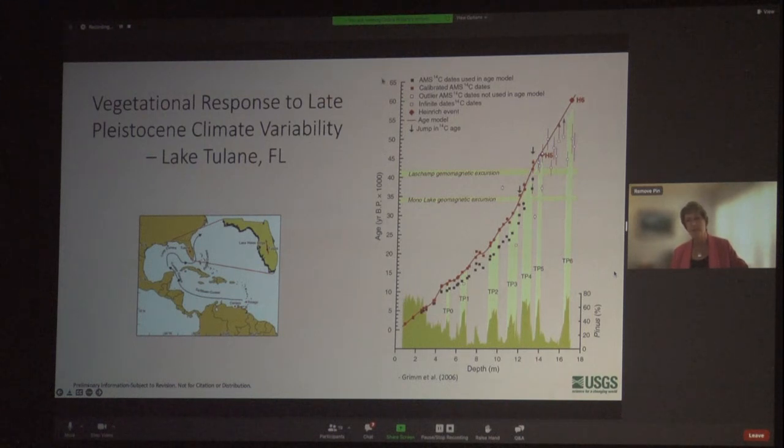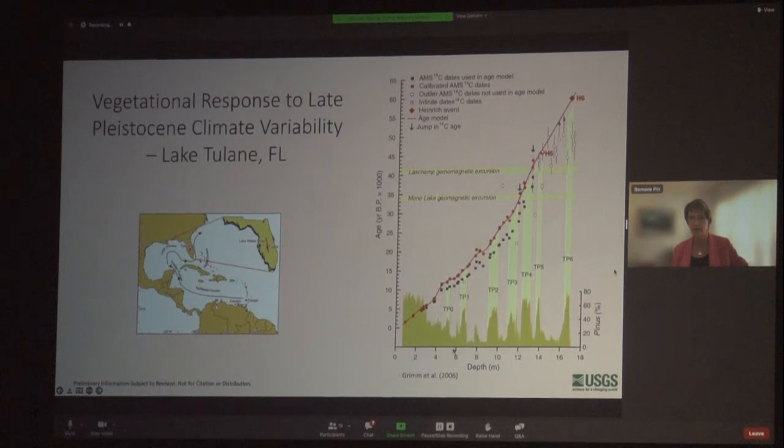This particular one goes back 60,000 years. This is age here, depth on the x-axis. And the green pattern shows changing abundance of pine pollen through time. And you can see that it fluctuates from about 80% to 10% throughout this time interval.